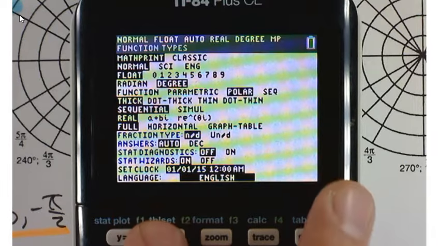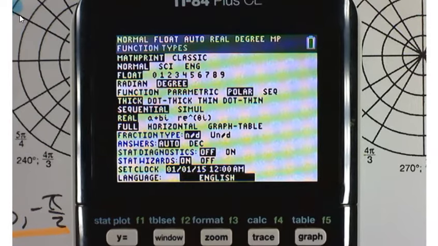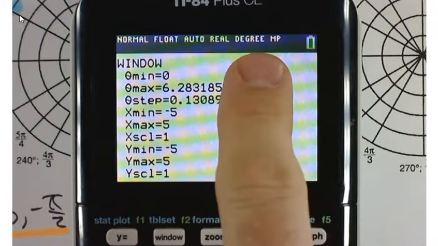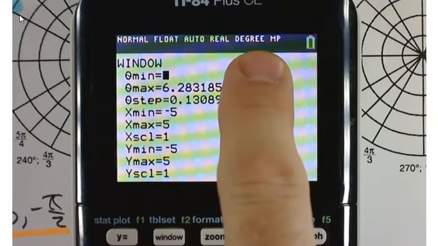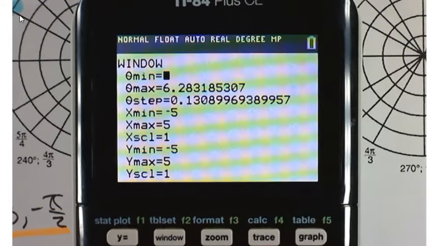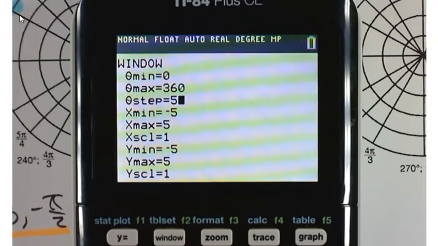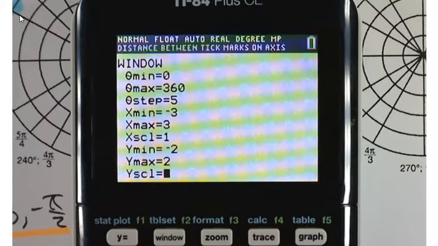Then we're going to set our window. I want to set my window so that I have a square window. So just kind of copy my settings here. Now I'm in degrees, so these settings will work for degrees. 0 to 360, theta step 5. Let's go from -3 to 3 on the x-axis and from -2 to 2 on the y-axis.